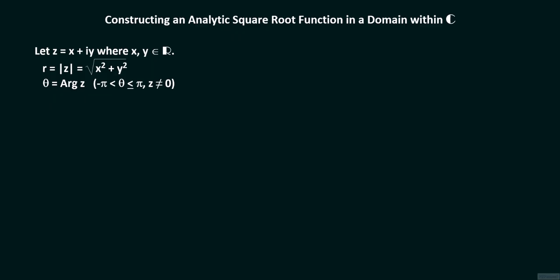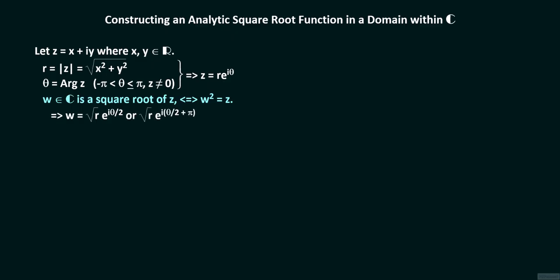And so, if z is non-zero, z equals r times e raised to the power i times theta. A complex number w is the square root of z if and only if w squared equals z. We can write w as either the square root of r times e to the power i times theta over 2, or the square root of r times e raised to the power i times the quantity theta over 2 plus pi. e raised to the power i times the quantity theta over 2 plus pi equals e raised to the power i times theta over 2 times e raised to the power i times pi.